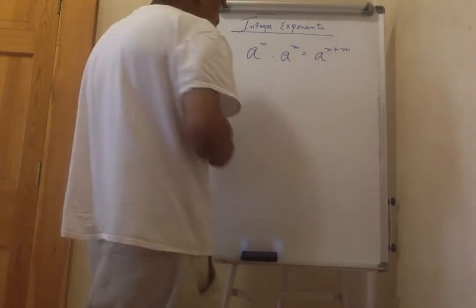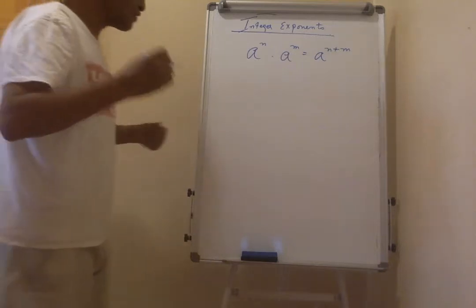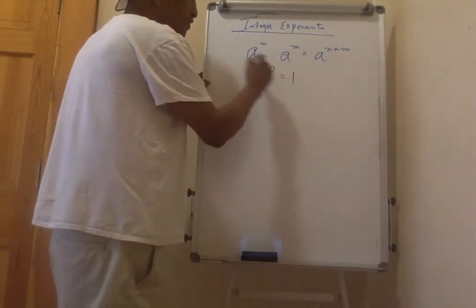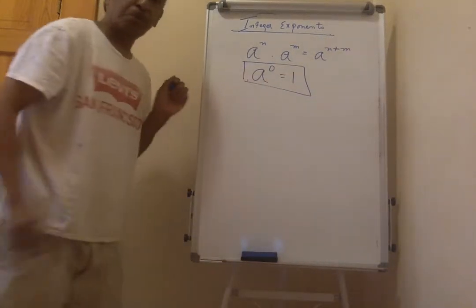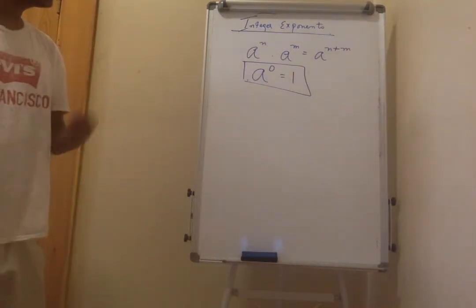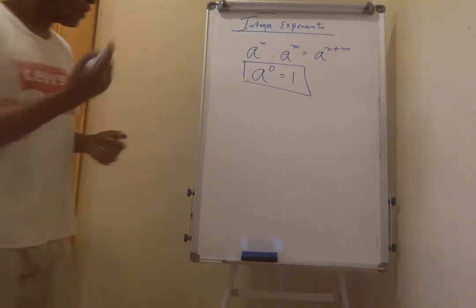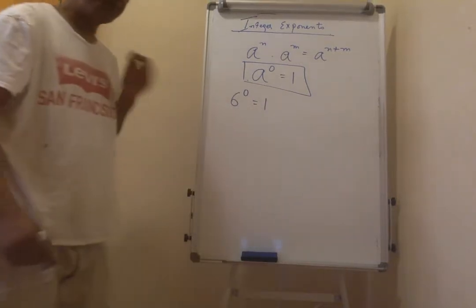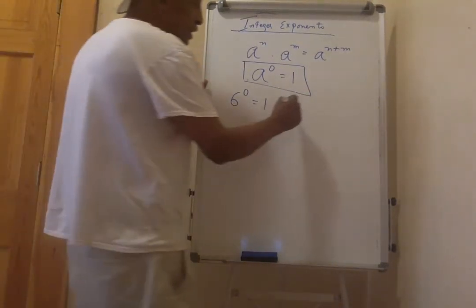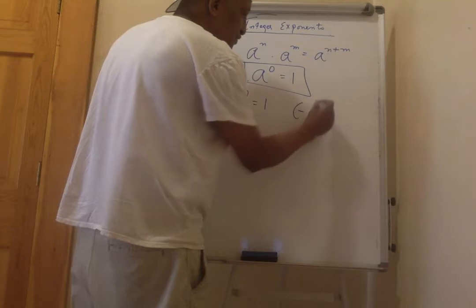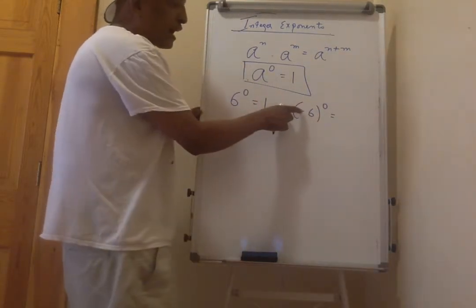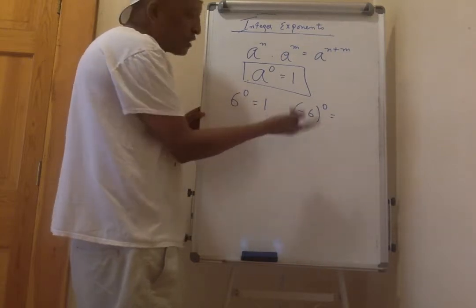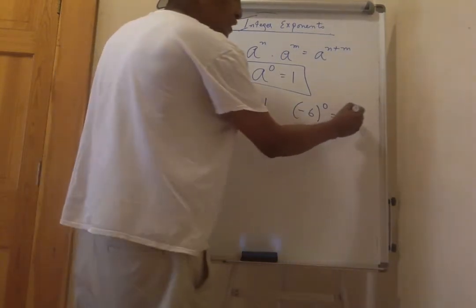And another concept that we talked about is, let's look at this one. Anything to the power of 0 is 1. A to the power of 0 is 1. That's one rule of integer exponents. So if I have 6 to the 0, it is 1. If I have negative 6 in parentheses to the 0, mind you, I am raising not only 6, but also the negative number. There is always a 1 embedded in it. It's still 1.